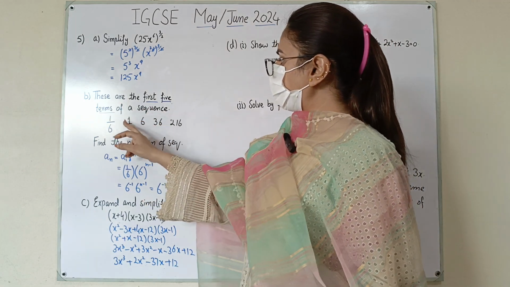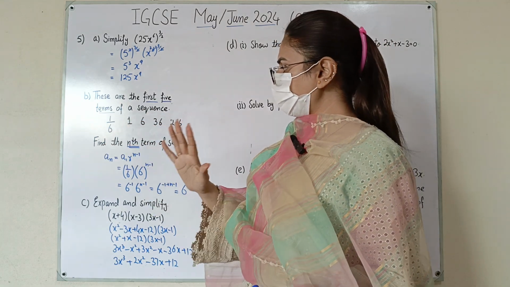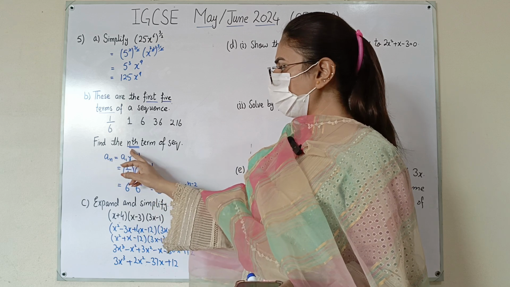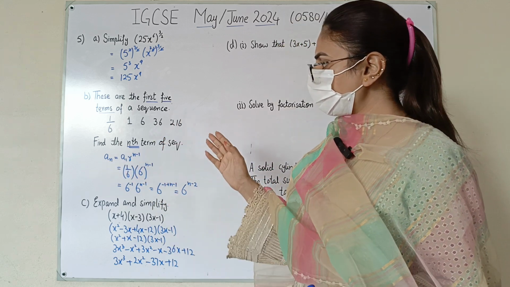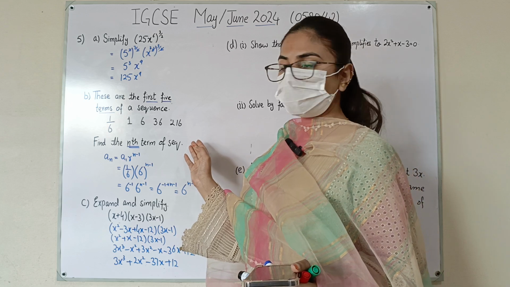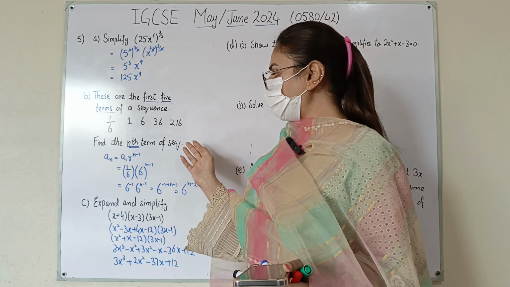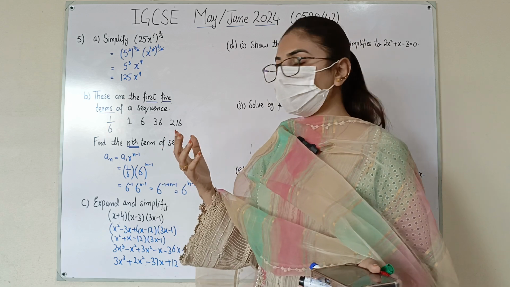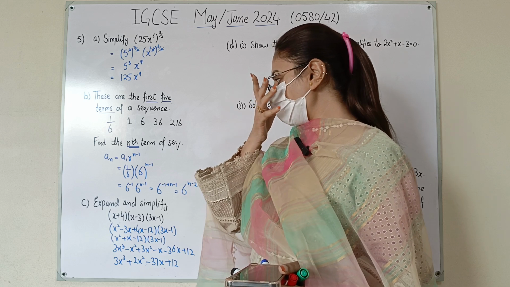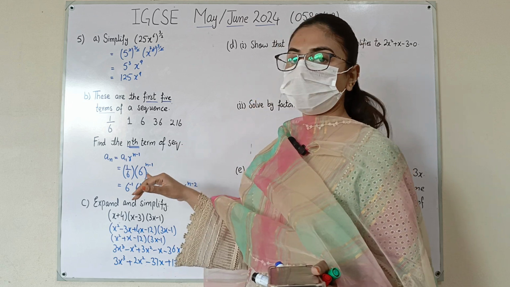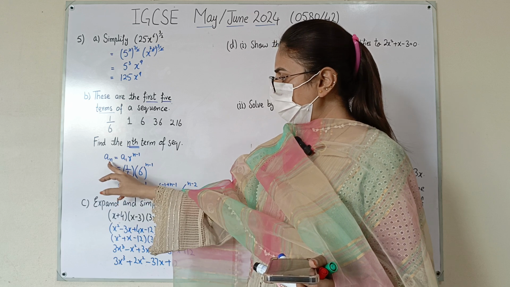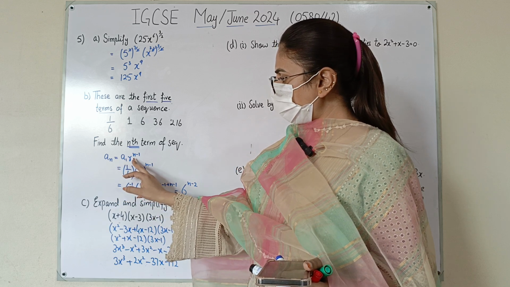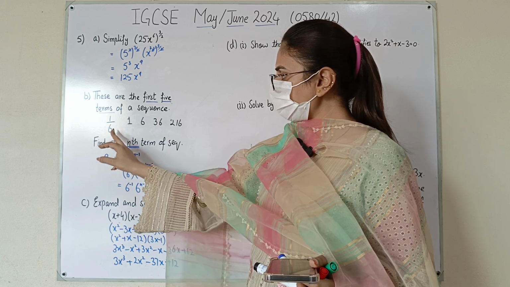These are the first 5 terms of the sequence. What he is asking is for you to find the nth term of this particular sequence. As we know, this is a geometric sequence. To find the nth term of a geometric sequence or progression, which can also be used by the examiner in terms of sequence, the general formula is a_n equals a_1 r^(n-1). Here a_1 is the first term.